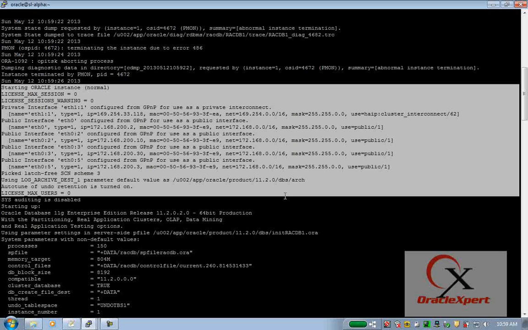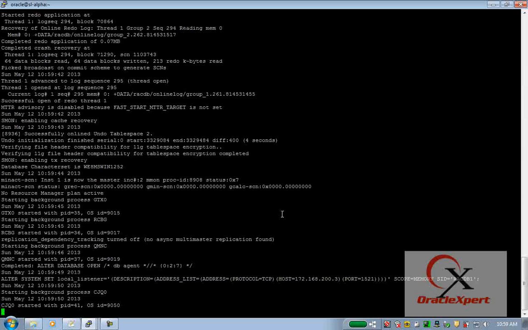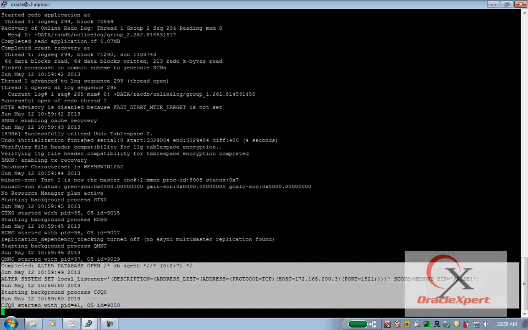Now how come my instance started automatically? OHASD, the Oracle Restart capability. The moment some service goes down, Oracle Restart will start it up because it detects it as an abnormal termination. So the moment my bridge was broken, my instance crashed, but because there was an Oracle Restart product implemented, it restarted the instance again back to normal. So I'm back to normal.